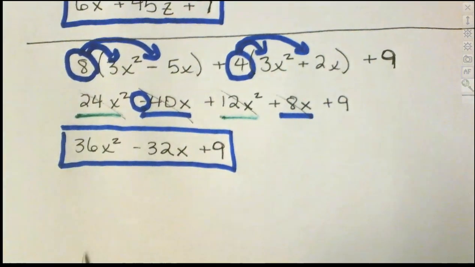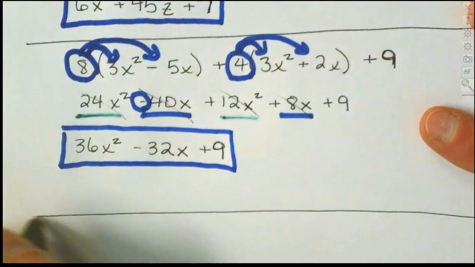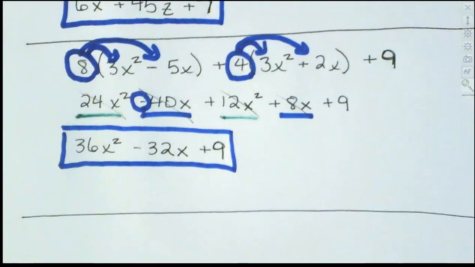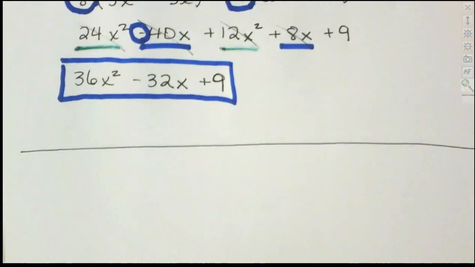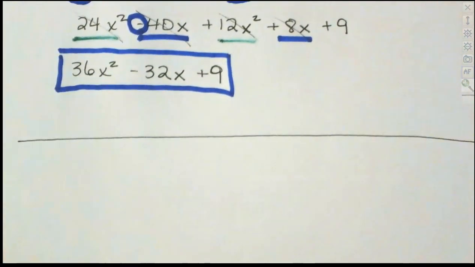Let's do a couple more of these. I'm going to do one where you have a negative in front, so we have to distribute a negative through, and then we'll do some with fractions. So let's do 2 more where we just use our distributive property, and then we'll do some that involve fractions.